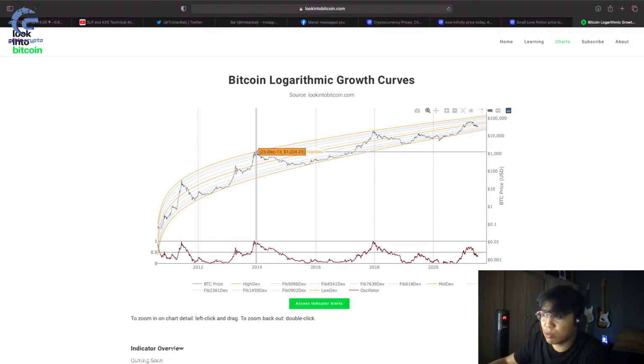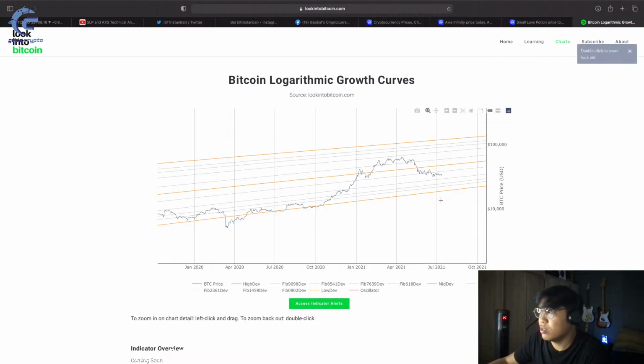Noong 2013 and 2014, doon naging market cycle top, nag-reach tayo ng peak within this resistance. Same goes dito sa 2018, 2017, 2018, nag-reach tayo ng peak. Ngayon, dito, sa ating current bull market, wala pa tayong nagaganap na peak. So ngayon, ang sinasabi natin dito sa logarithmic growth curve, ang maximum market cycle top would be 135,000 US dollars.